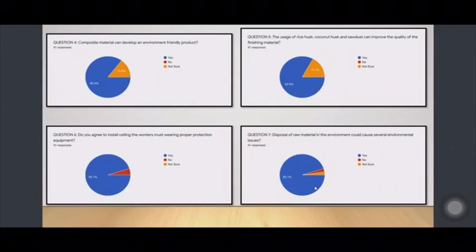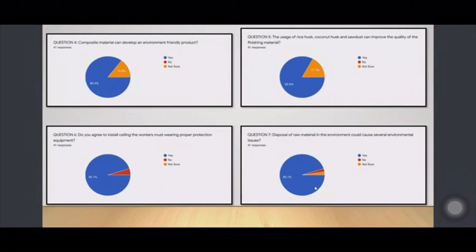Question 6. Do you agree that to install the shielding, the workers must wear proper protection equipment? From the 41 respondents, 95.1% chose yes because to install it they must have PPE and safety, because we work at a height of 1 meter.